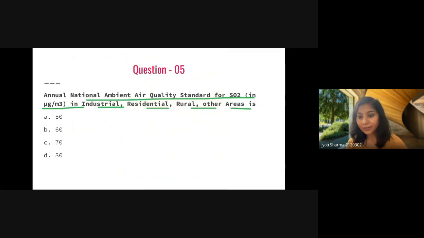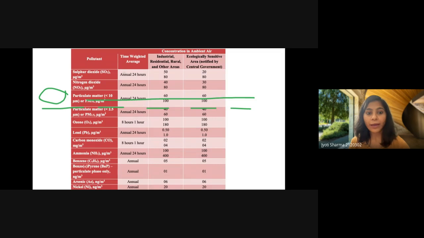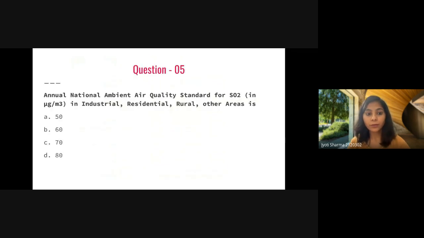Okay, I'm getting answer A, that is 50, from Venkateshwara, and answer B from Priscilla. So you have to see that this is annual, right? We have different values for annual and for 24-hour. For annual this is 50, and for 24 hours this can be 80 microgram per meter cube of air. So the answer will be A, right? I don't think there should be any problem with this option.